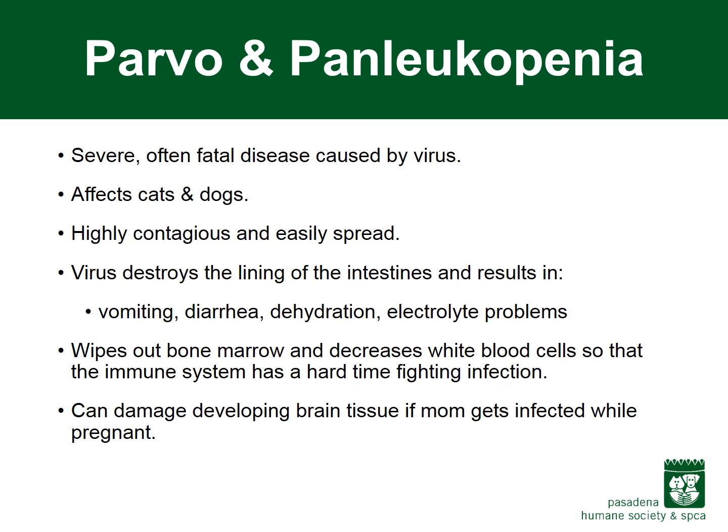They are severe and often fatal diseases caused by these viruses. They affect cats and dogs. They're highly contagious and easily spread. This virus destroys the lining of the intestines. It results in vomiting, diarrhea, dehydration, and electrolyte problems. Unfortunately, it wipes out the bone marrow and decreases white blood cells so that the immune system has a hard time fighting the infection. It can damage the developing brain tissue if mom gets infected while pregnant.